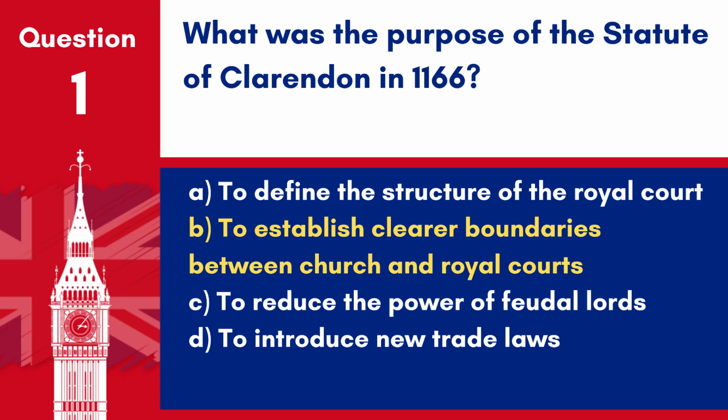Answer. B. To establish clearer boundaries between church and royal courts. The Statute of Clarendon was a set of legislative measures introduced to clarify the jurisdiction of the king's courts over the church's courts and reduce ecclesiastical privileges.